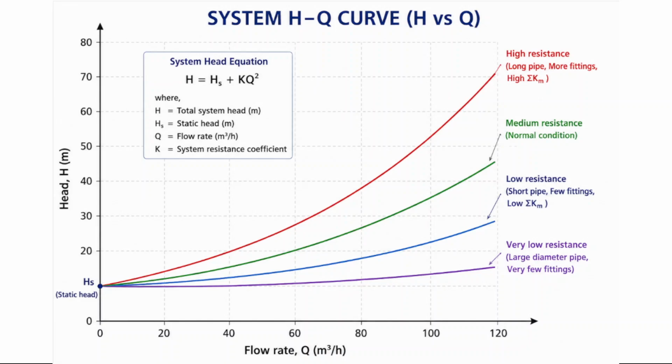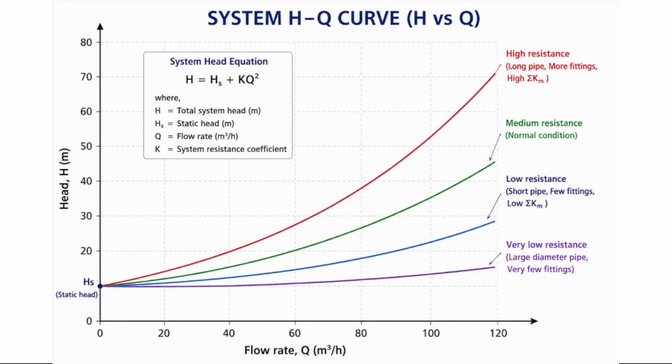Now, let's compare the three curves. The blue curve is the flattest curve. This represents a system with low resistance. As the flow rate increases, the required head increases gradually. The green curve represents a system with medium resistance. Compared to the blue curve, the required head increases more rapidly for the same increase in flow rate. Finally, the red curve is the steepest. This represents a system with high resistance. Even a small increase in flow rate requires a much larger increase in system head.